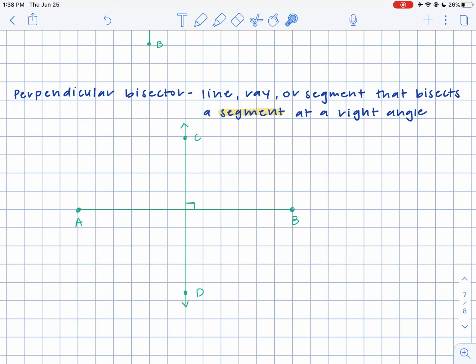But remember, the bisector can be a line, a ray, or a segment. But the thing that is being split in half can only be a segment because it's bound by these 2 points.